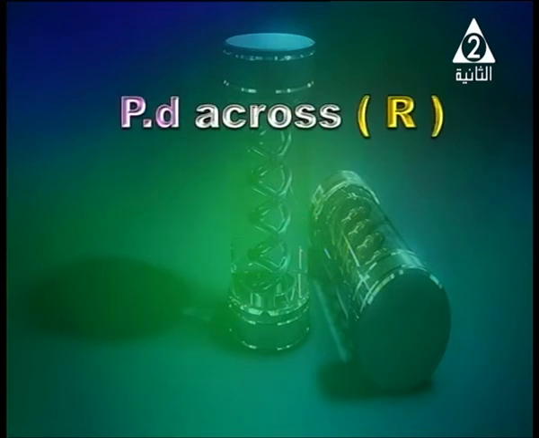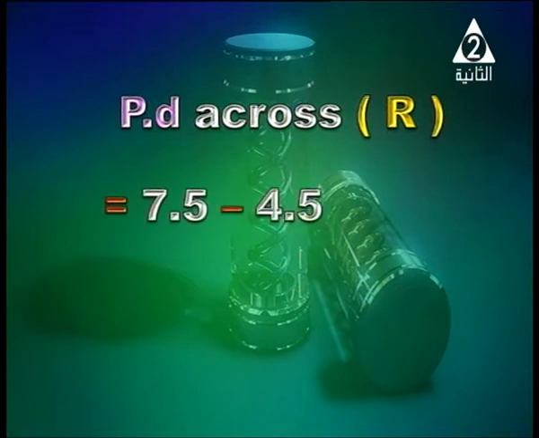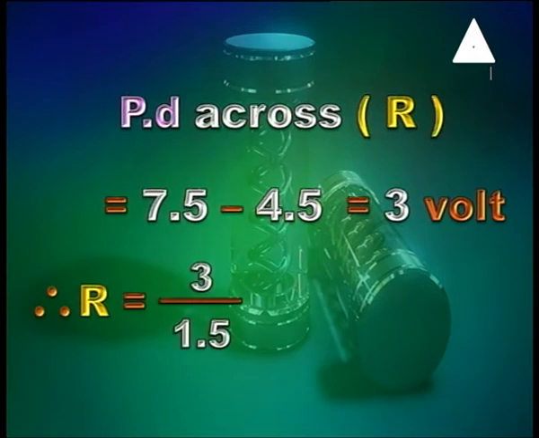The potential difference across R, the unknown resistance, is 7.5 minus 4.5. It is 3 volt. From it we can calculate the resistance. Resistance equals potential over current: 3 over 1.5, it is 2 ohm.